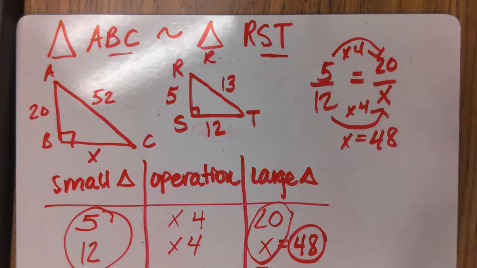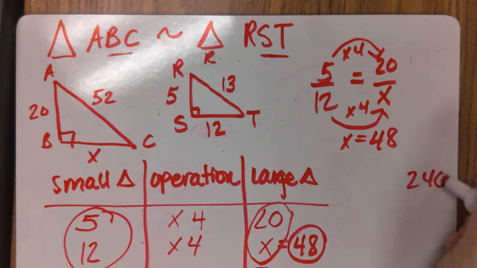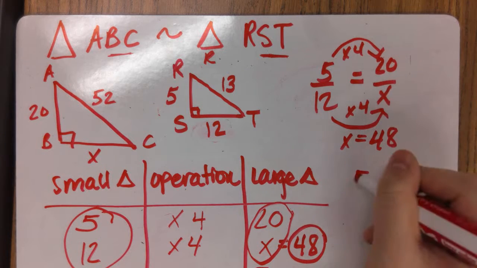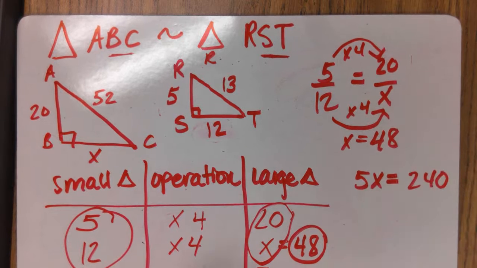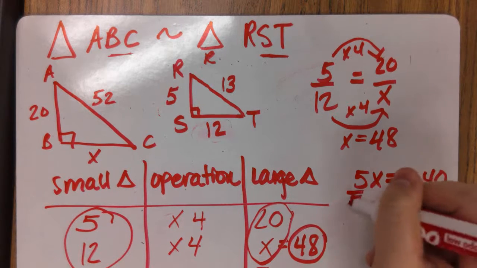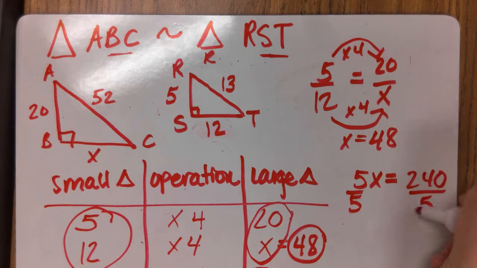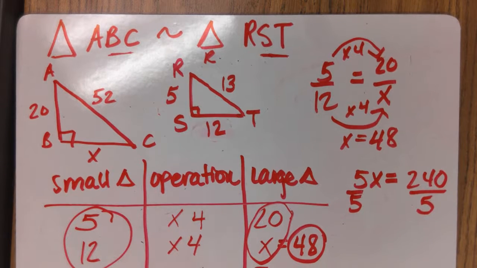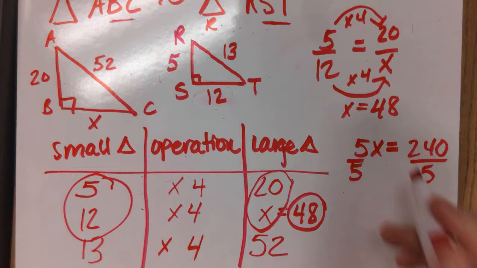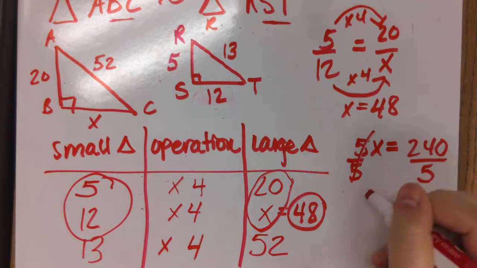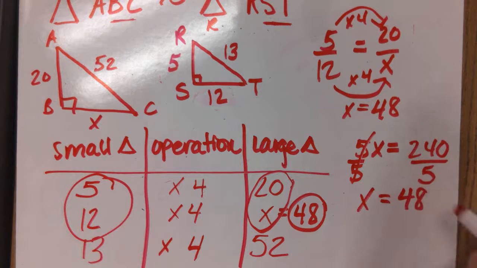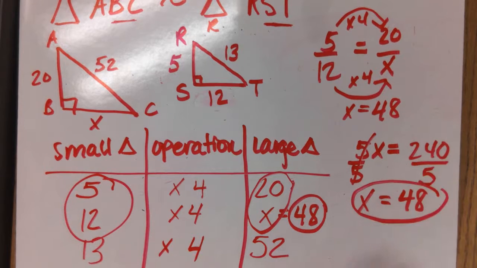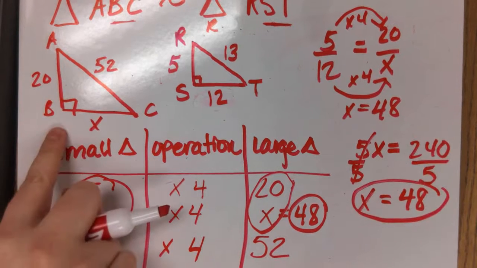12 times 20 is 240. 5 times X is 5X. Set the cross products equivalent to each other. Now we divide by the number on the outside of the variable. Since this is a multiplication equation, I'm using the inverse operation to solve. 5 divided by 5 is just 1, so that's 1x, and 240 divided by 5 is 48. So once again, I get 48 units as side length BC.